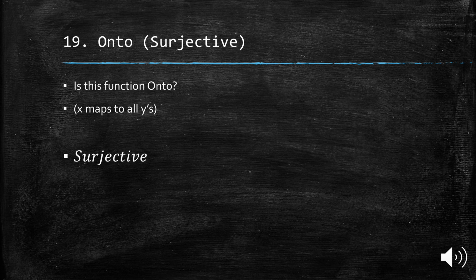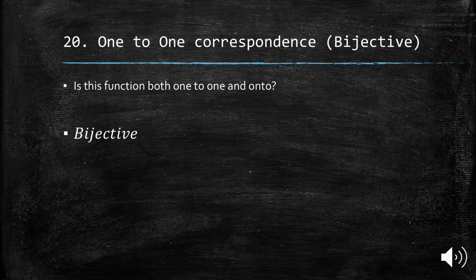And so since this line has a minimum of negative infinity and a maximum of positive infinity, in other words, it goes all the way from negative infinity to positive infinity on y values, it actually does map onto all the y's in the real numbers. So this is surjective. Our last item is one-to-one correspondence or bijective.